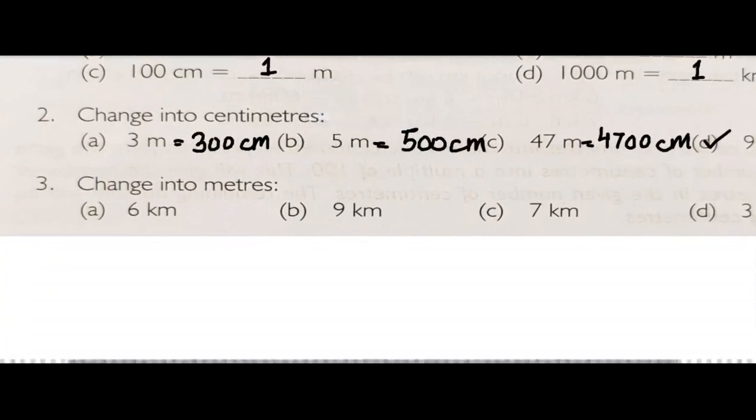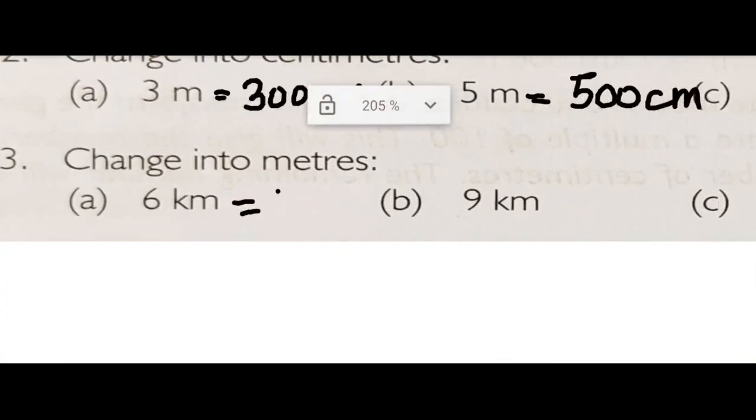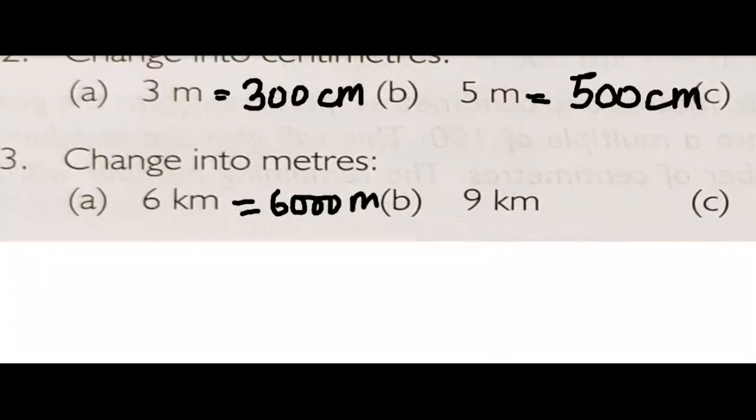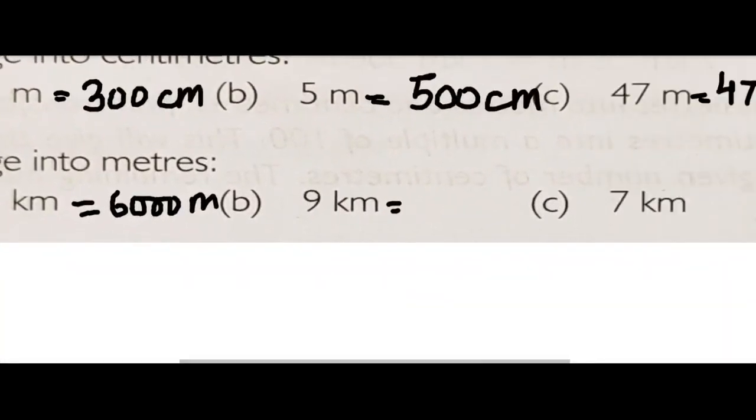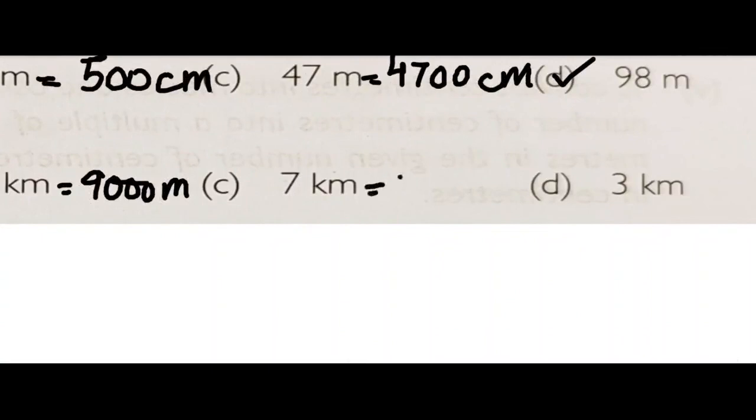Now children, you have to change into meters. 6 kilometer. 1 kilometer equals 1000 meter. So 6 kilometer equals, you have to add 3 zeros. Yes, so 6000 meters. Next, 9 kilometer equals 9000 meters. Very correct. Yes, 9000 meters. 7 kilometer equals, you will just add 3 zeros after the number, so 7000 meters. Now number D you will do for your home assignment.